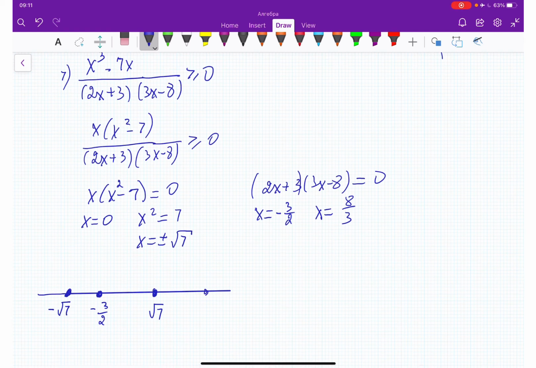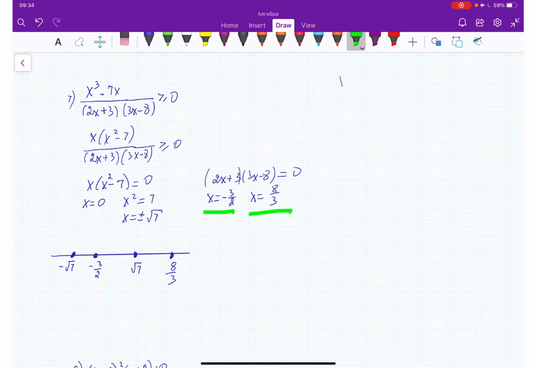Let's say here, 8 over 3. So what is interesting here, and I forgot to do it in the previous case, I will go back in a minute once I explain. For the denominator, when we solved, here it is, we got negative 3 over 2 and 8 over 3.